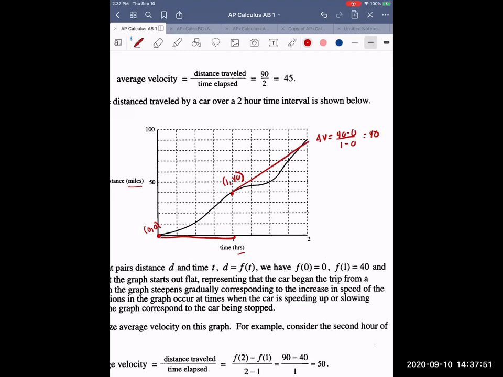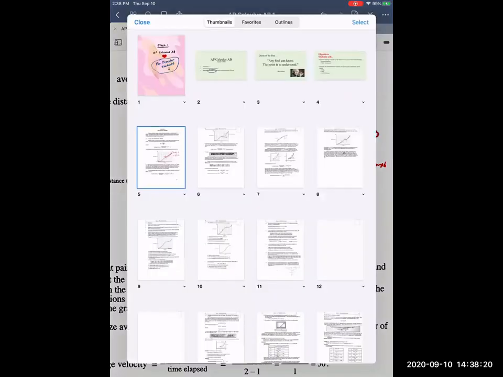Connect them with the secant line. This was (2, 90), I think. And so for the second hour of the trip, I would say that's 90 minus 40 over 2 minus 1, which is 50 miles an hour. So the average velocity, as you can see, is going to change depending on the time interval that you choose, all right? All you do is connect the endpoints of the interval that they're asking for and find the slope of this line, okay? So let me go to a blank page.